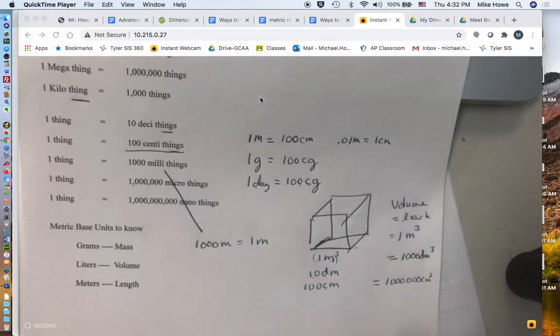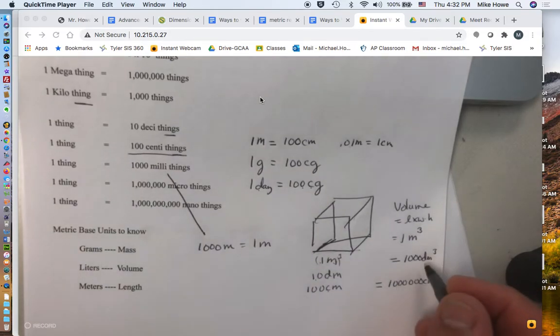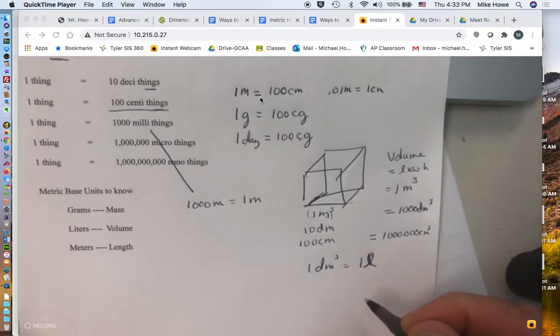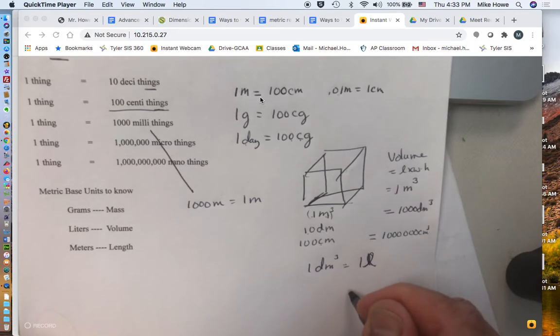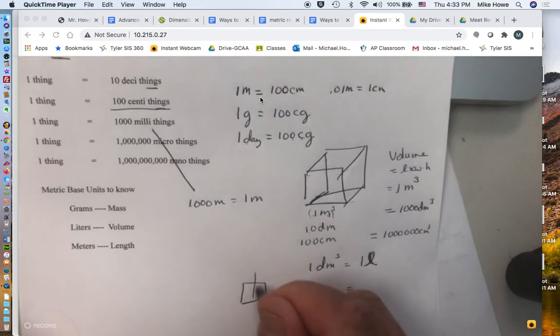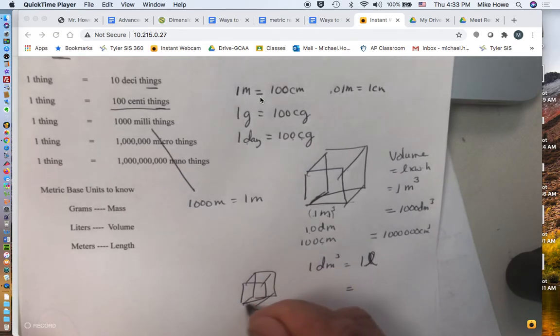Now I want to consider now what is a cubic decimeter. 1 cubic decimeter is equal to 1 liter. So just trust me on that. 1 cubic decimeter is a liter. So if I was going to be looking at a cubic decimeter, it would look like this, a little smaller cube, and that'd be 1 decimeter on the side.